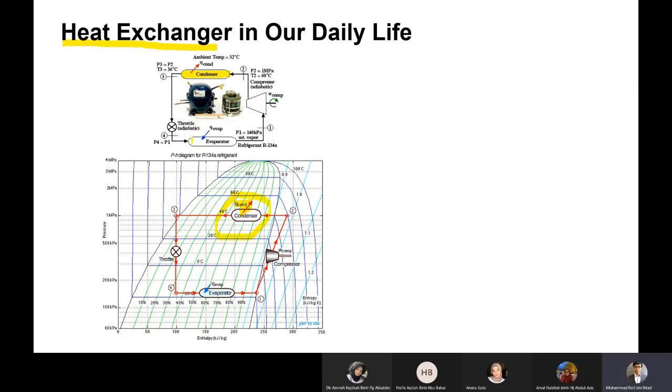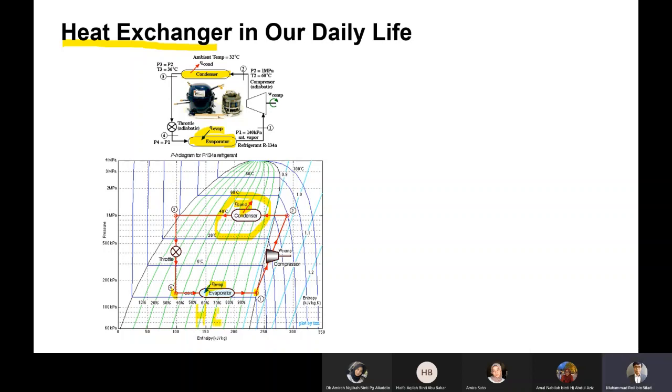Then you have an evaporator here. In the evaporator, what is changing is that you change from point 4 to point 1. Point 4 is basically a mixture of 35% vapor and the balance is liquid. You change it so that it all becomes vapor, saturated vapor. So there's a change of phase of the refrigerant. But to be able to do that, you need to bring in heat, which is the Q evaporation here. So this one is also a heat exchanger.